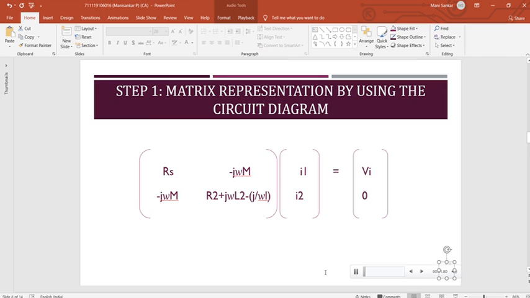Here we can see step 1, which is the matrix form. The first diagonal element, 1 1, is represented by the primary circuit, and 2 2 represents the secondary circuit, and 1 2 and 2 1 are common to both the circuits. We multiply it with the currents I1 and I2, and then equate it to the voltages.